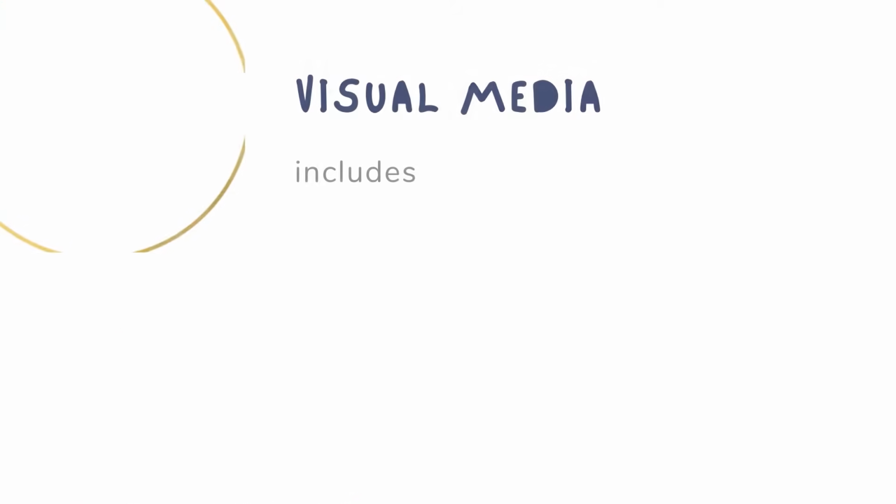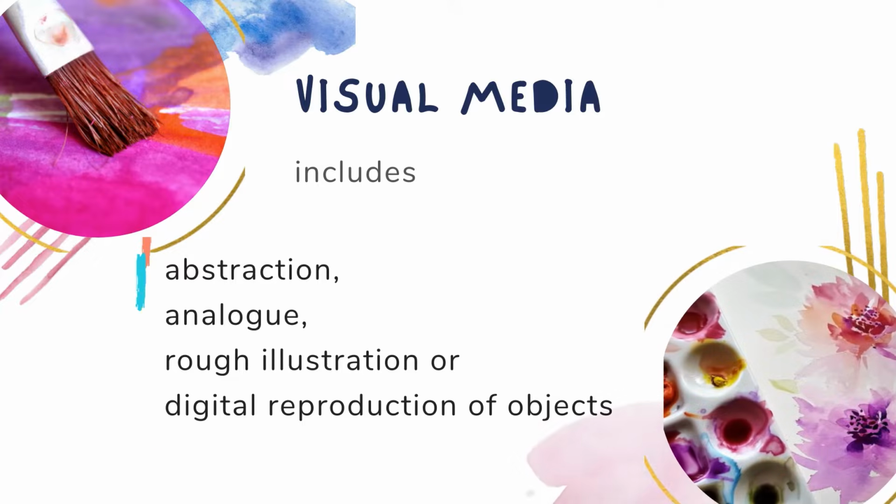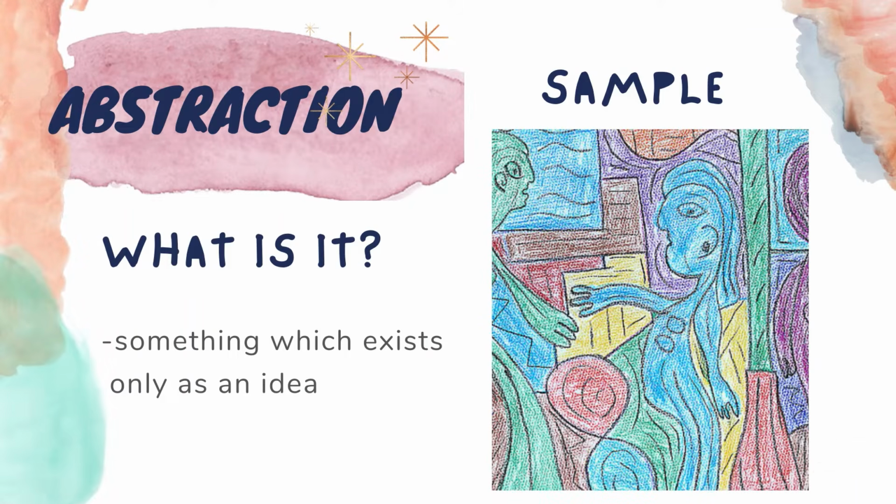These are visual elements. Visual media as a source of data or information in the form of visual representation may include the following: abstraction, analog, rough illustration, or digital reproduction of objects. What is abstraction? It is something which exists only as an idea. And here is an example. This is only an idea.